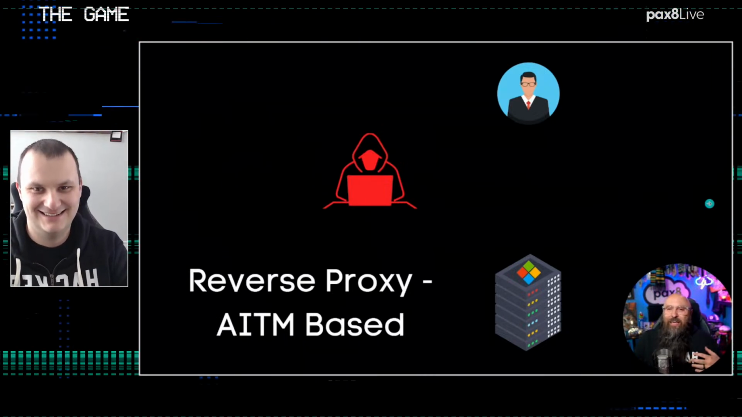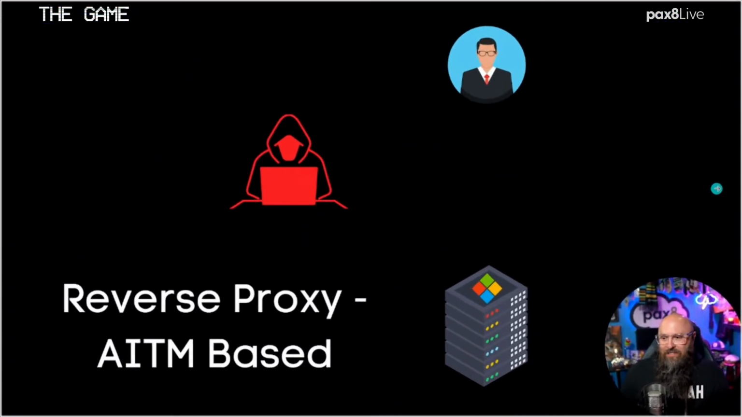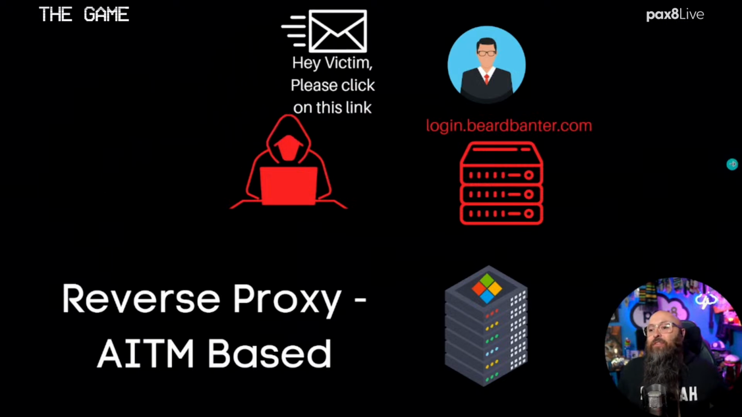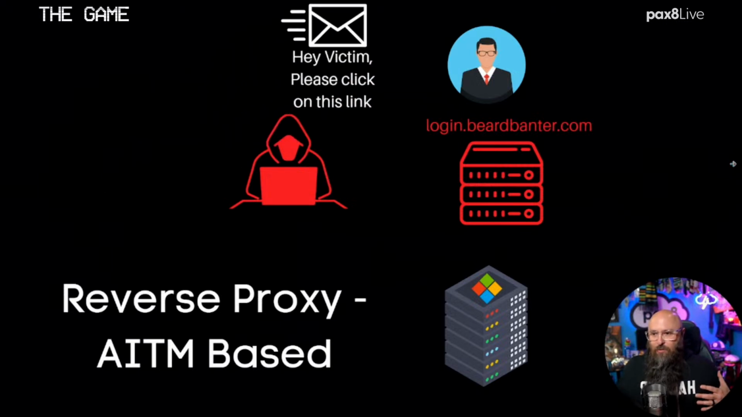But anyways, in a traditional AiTM, the methodology is this. I'm going to try to stand up some infrastructure, in this case, login.beardbanter.com, right? And that infrastructure is going to be there to respond to an in-the-middle attack, which means that I've got to then get the threat actor to send an email, right? Hey, victim, please click on this link. And then if I do get the person to click on the link, they've also got to make sure that a filter in between, a DNS filter, isn't in place that's stopping that.